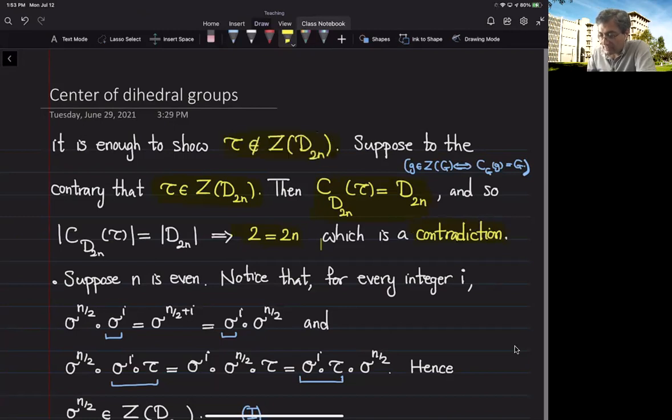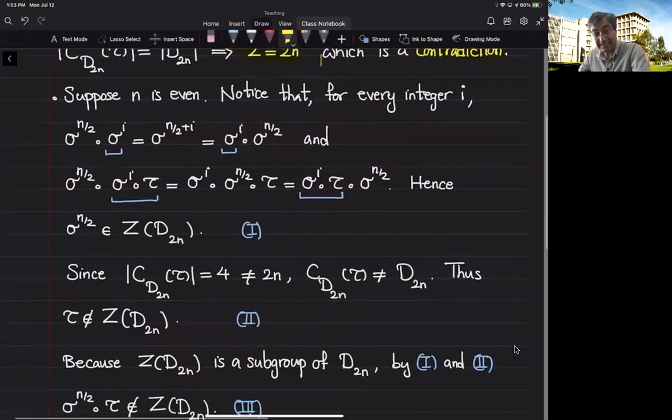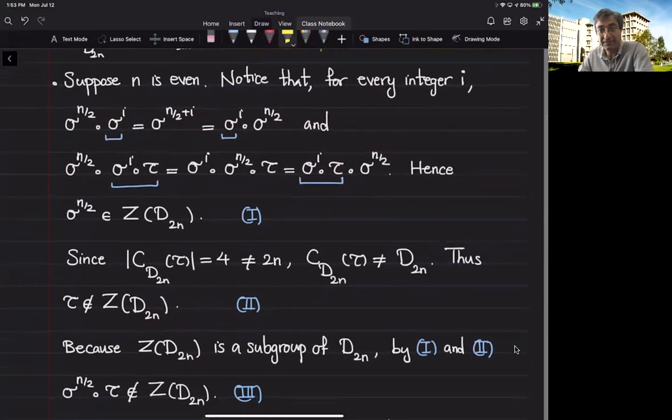Center was a subset of the centralizer, and in this, we have only identity and tau. Tau is not in the center, so that means the center is only identity. Okay, so that shows the odd case. Now let's see what happens when n is even.